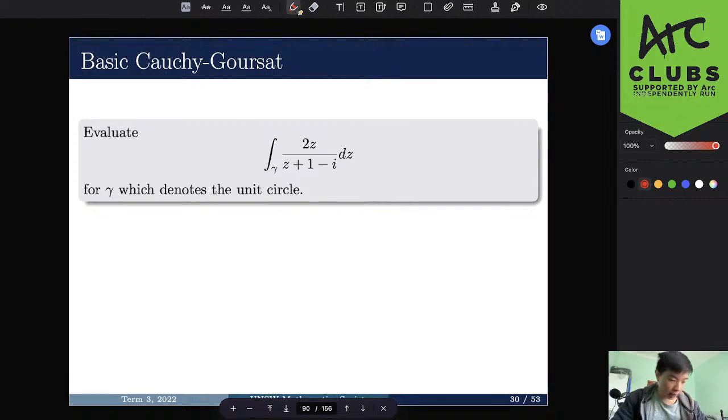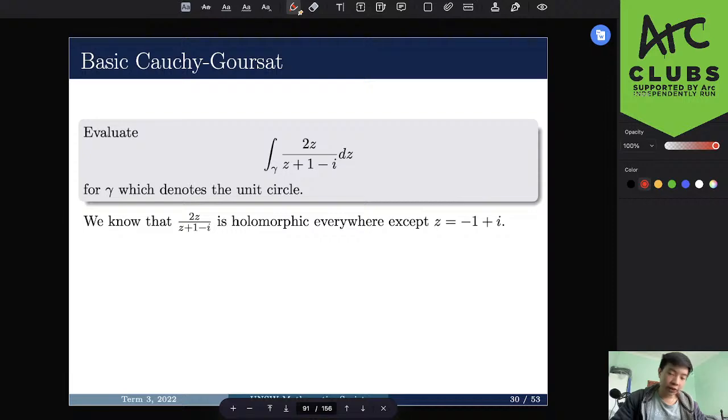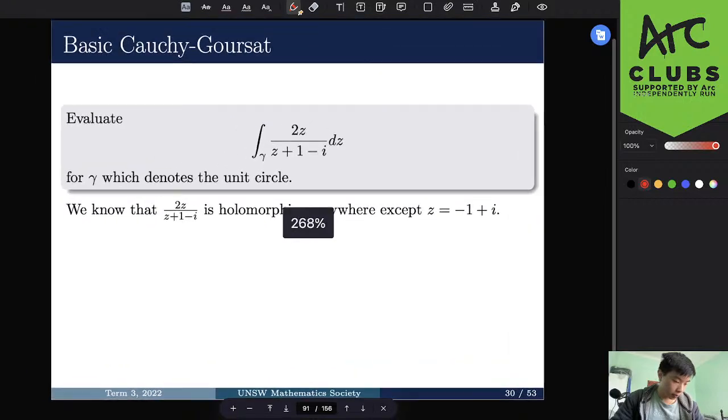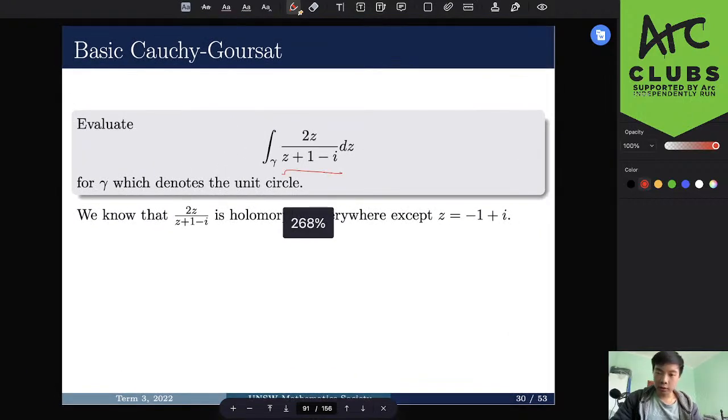So we have this curve right here. We have gamma being equal to the unit circle, and we want to integrate 2z over z plus 1 minus i. So we know that it's going to be holomorphic everywhere except when the denominator is equal to 0. So the denominator is equal to 0 when z is equal to minus 1 plus i. So we want to avoid that, but luckily if we take the modulus of z where it's equal to this, we get root 2, and obviously root 2 is greater than 1, so it's outside the unit circle.